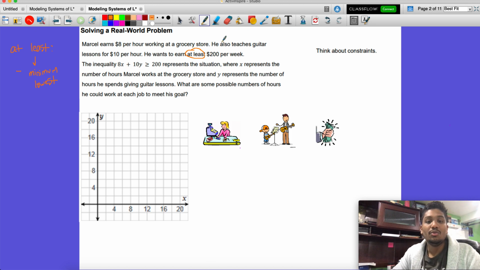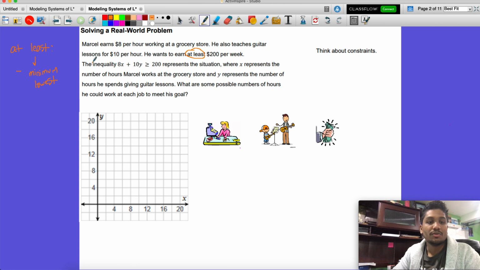So when they say he wants to earn at least 200, that means that at the bare minimum, he needs to get $200. He would be so happy with more than $200, but he needs $200 every week to guarantee that he's able to pay for whatever it is that he needs to pay for.